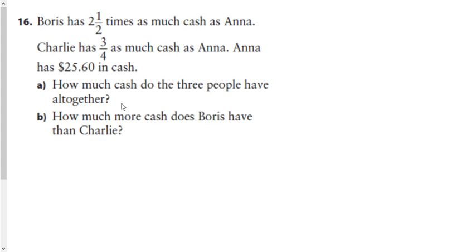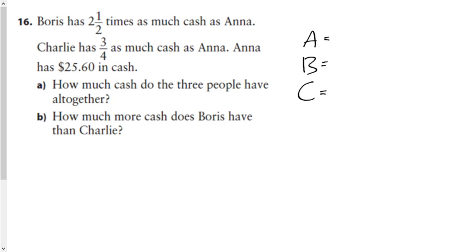Okay, this is section 2.3, question number 16. We're just going to do one question here because I really like this story problem in that there's two ways you can solve it. You can just solve each person individually. So a lot of people could put Anna, Boris, and Charlie and just kind of figure out how much each of them gave and then add them together.